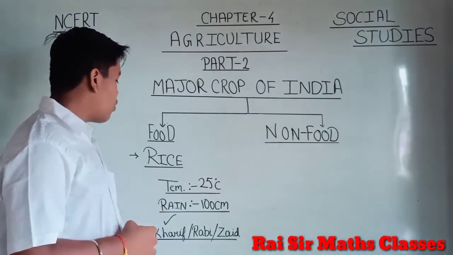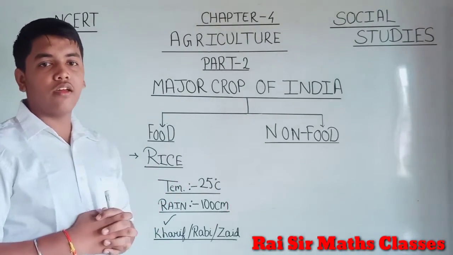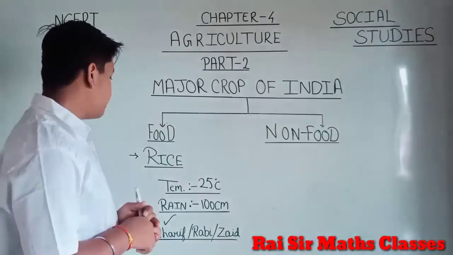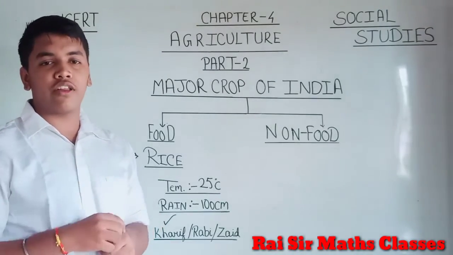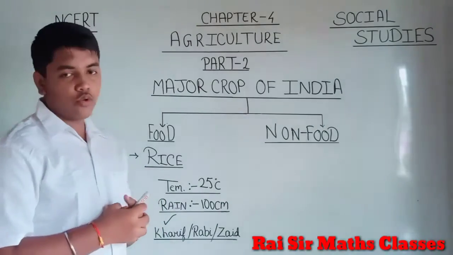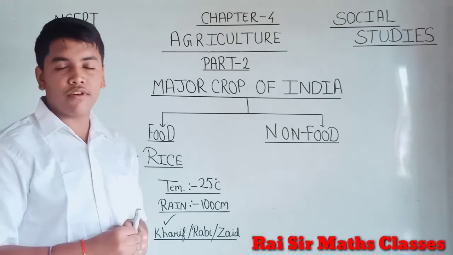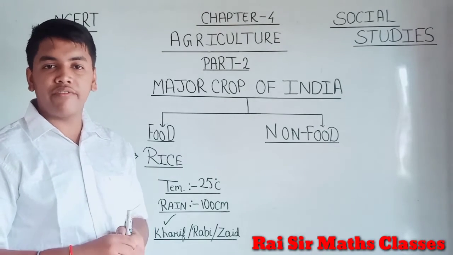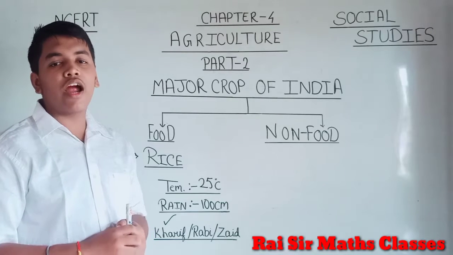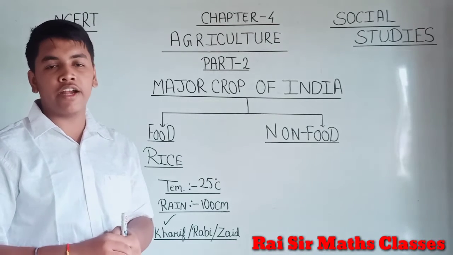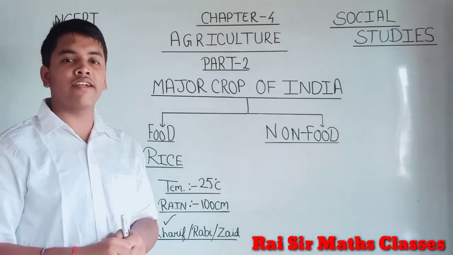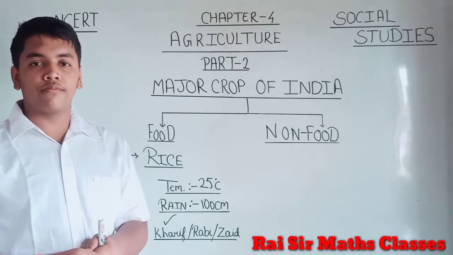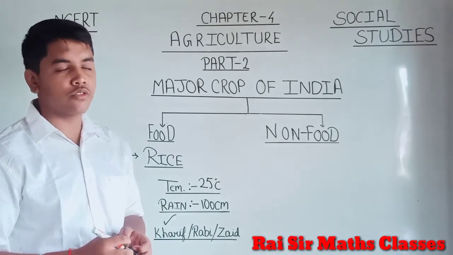So this is the whole rice crop topic. I will give you a short recapitulation of this also. Rice is a rich source of carbohydrate and fat. It requires more than 25 degrees Celsius in temperature and 100 centimeters of rainfall, and it is a kharif season crop as it requires more rain, or we can say more water. So this is rice.